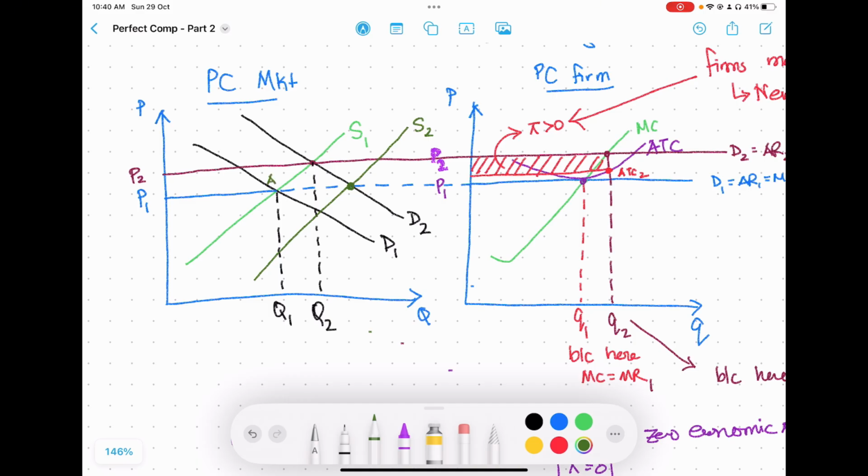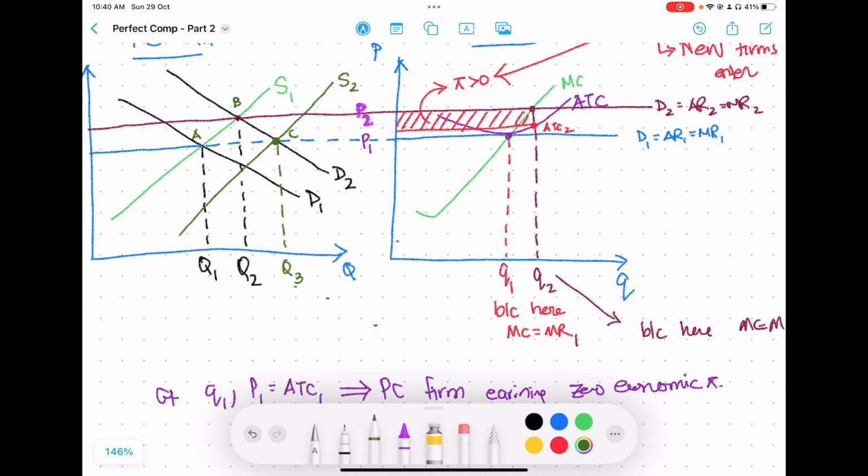So let's call this A, B, C. So the new equilibrium is at C. So we're back at P1. The new output now is Q3. Well, then what it does is, again, we're back at P1. And so if you were to trace it out here, well, everything is back to how it was before.